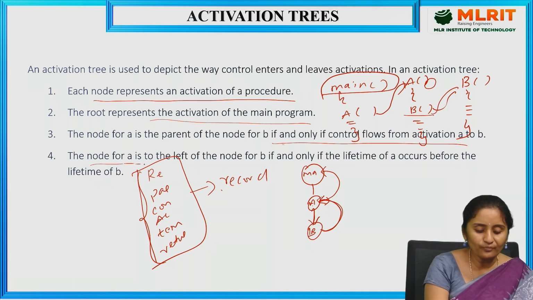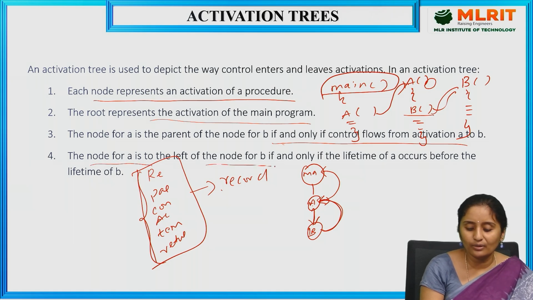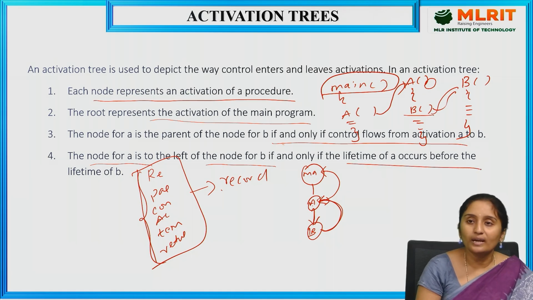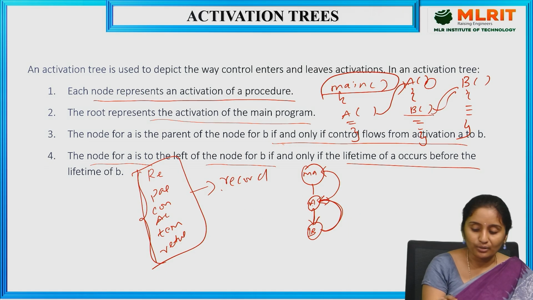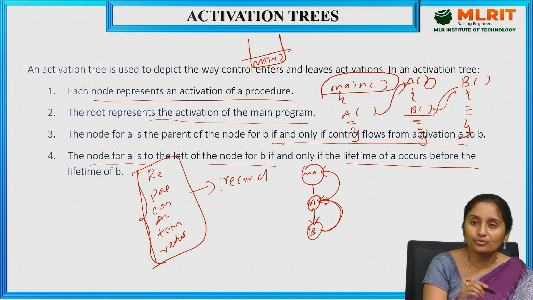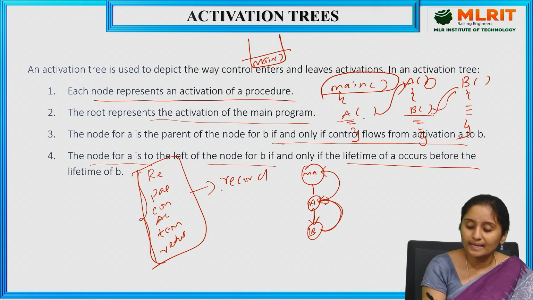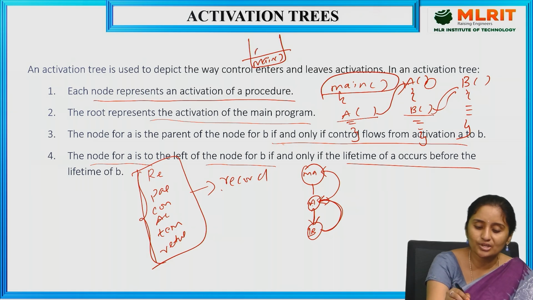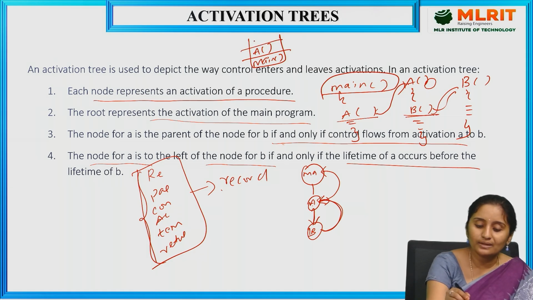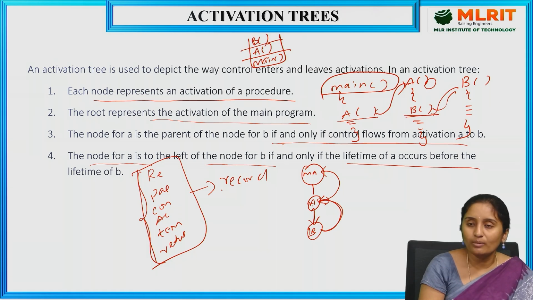So the node for A is to be left of the node for B if and only if the lifetime of A occurs before the lifetime of B. So what is it telling you? When I store these in the stack, main is the first statement, so it is going to be pushed into the stack, and inside the main there is A. So a function call is there, it is going to generate an activation record A, and once the activation record of A is going to be executed, in that A there is a B activation record. So a procedure B is called.